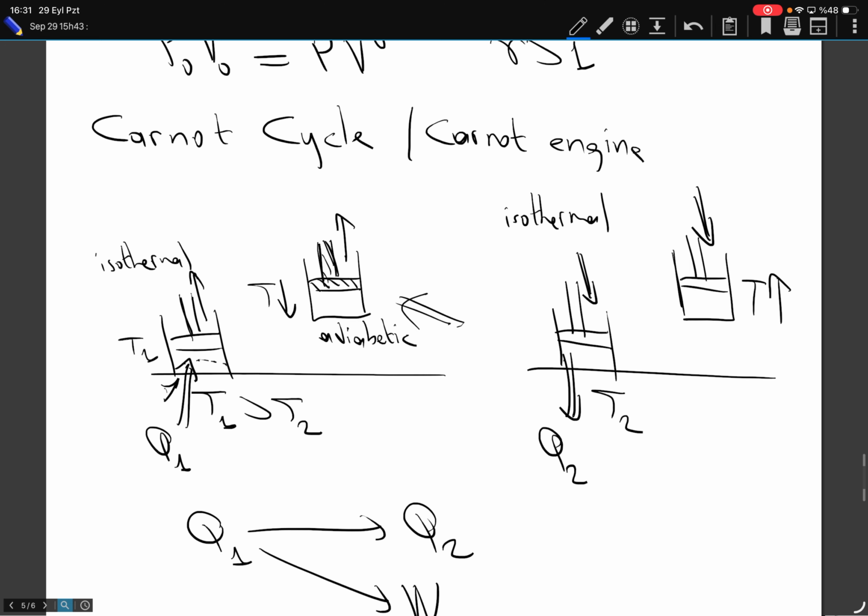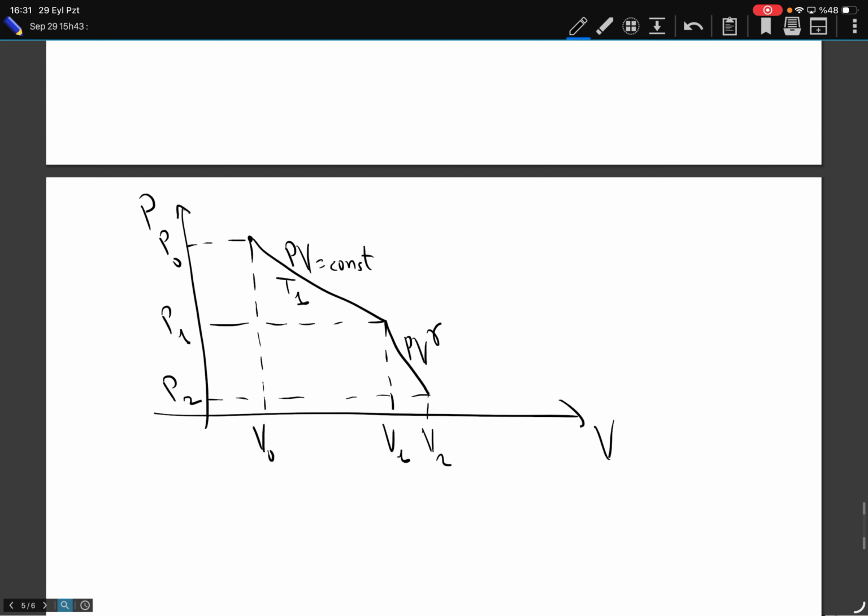Now I reach the third stage of my engine. Its temperature is now T2, and I'm compressing it isothermally. This is again PV equal to constant. This is at temperature T2. It reaches volume V3 and pressure P3. And the final stage is an adiabatic compression. I need to heat it up. So this is again adiabatic.